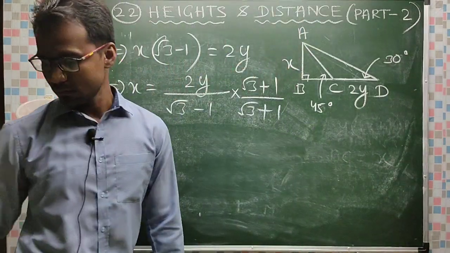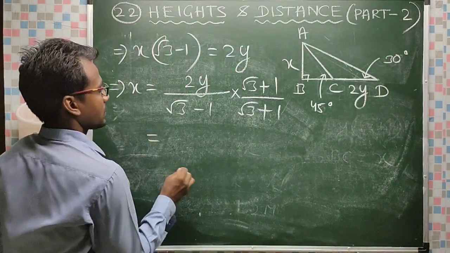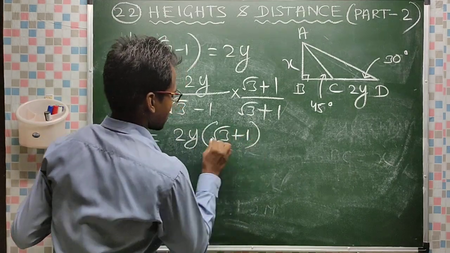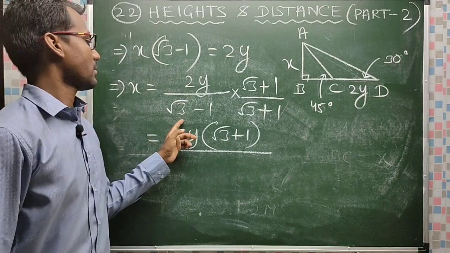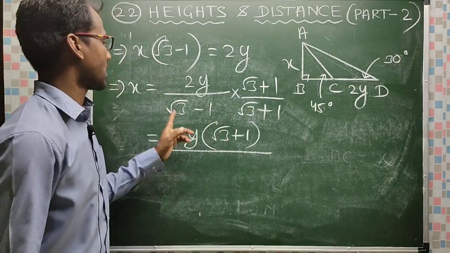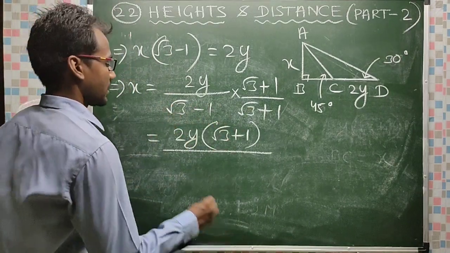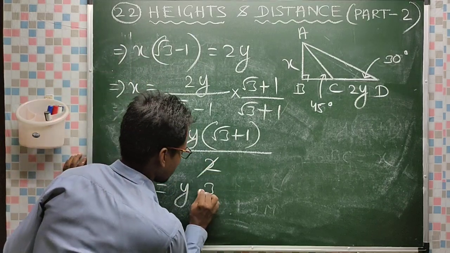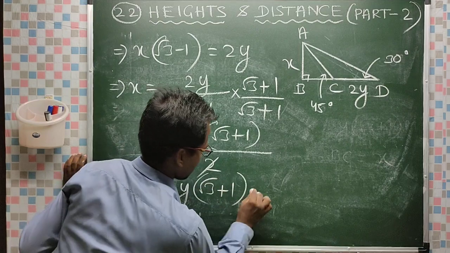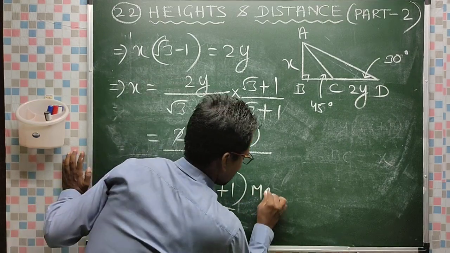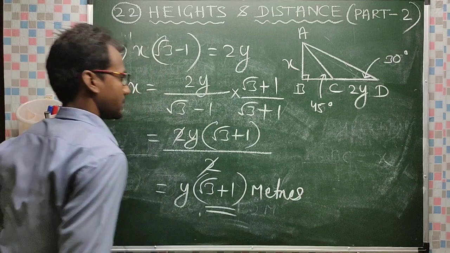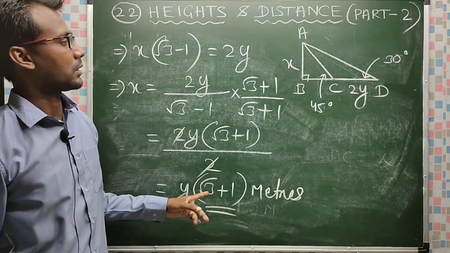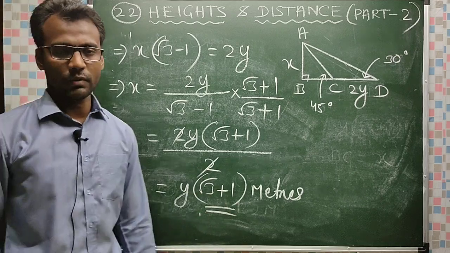So 2y whole root 3 plus 1 by a minus b, a plus b. A square minus b square means 3 minus 1, that is 2. 2 cancel. Y whole root 3 plus 1 meters. Hence proved. So this is the height of the tower, y whole root 3 plus 1 meters. Okay.